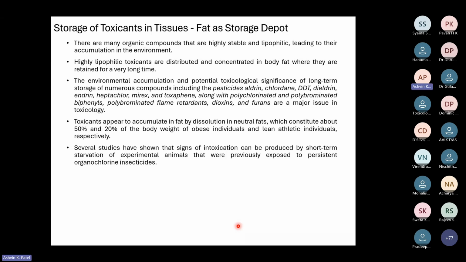Several studies have shown that signs of intoxication can be produced by short-term starvation of experimental animals that were previously exposed to persistent organochlorine insecticides. It means when there is a reduction in the fat in the body, the drug is released and produces the toxicity.